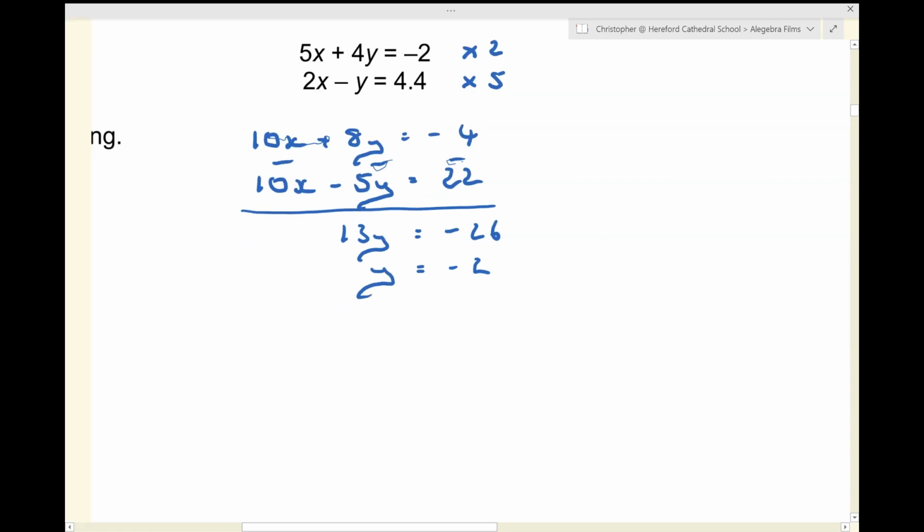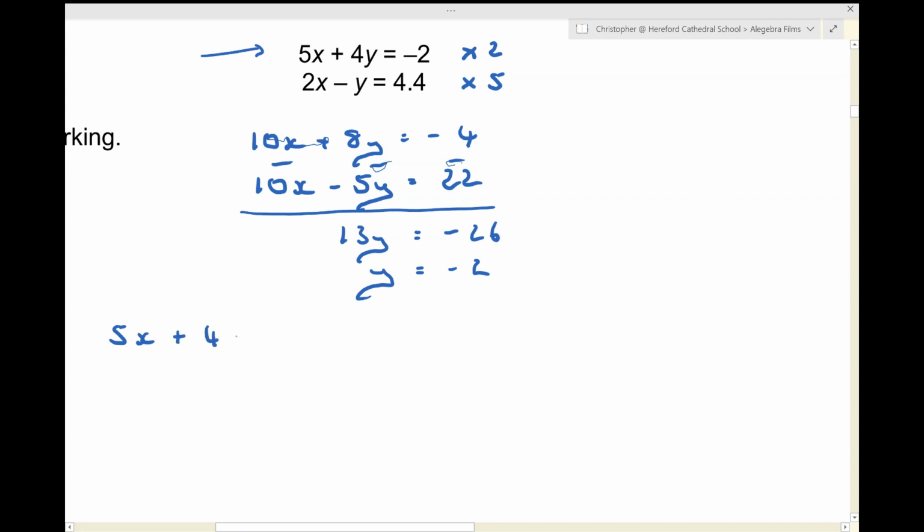You can use your calculator as much as you like, remember. Now I'm going to substitute that value of y into this top equation. 5x plus 4 times y, so 4 times minus 2 equals minus 2. 5x minus 8 equals minus 2. 5x equals, add 8 to both sides, 6. So x equals 6 over 5, which your calculator will tell you is 1.2.